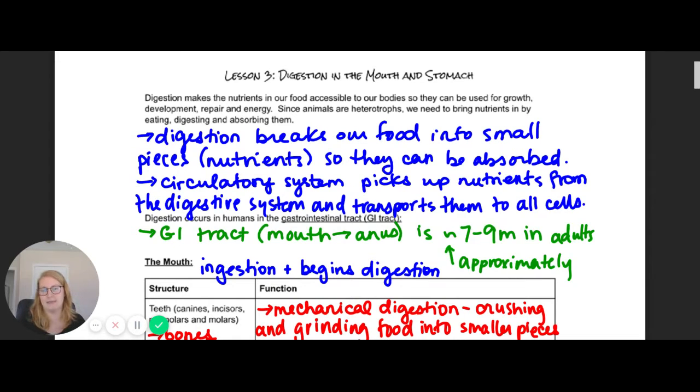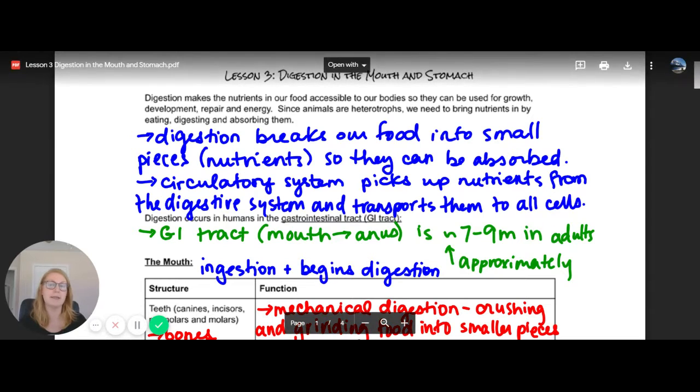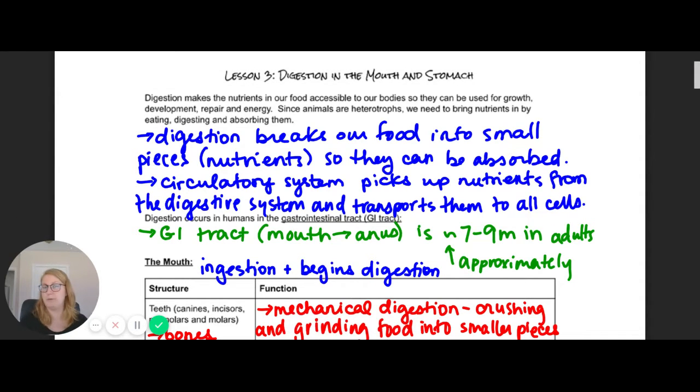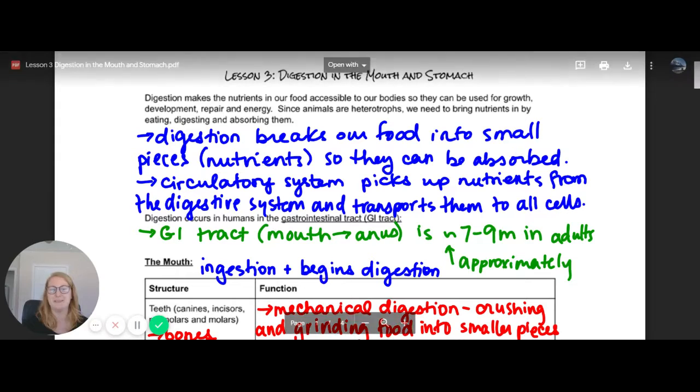So just to kind of get us started, what happens in humans and other mammals is that we have a gastrointestinal tract. That's also known as the GI tract that runs from our mouth all the way to the end, which is the anus. And in typical adult humans, that GI tube is between 7 and 9 meters long. So, of course, depending on the body size, you may have a longer or shorter amount. That's why it's only an approximate one.